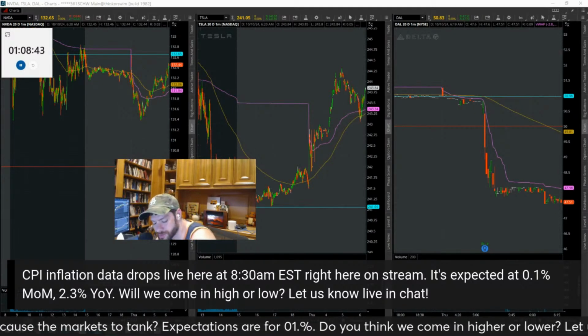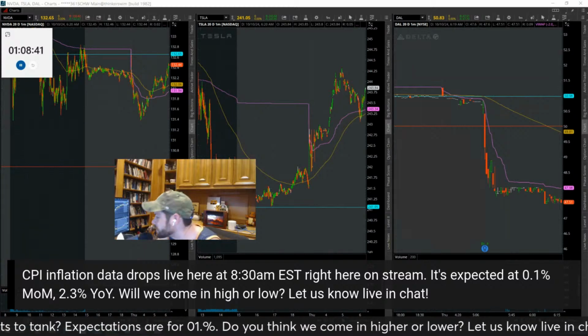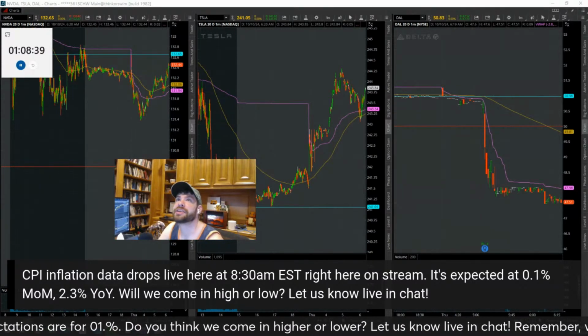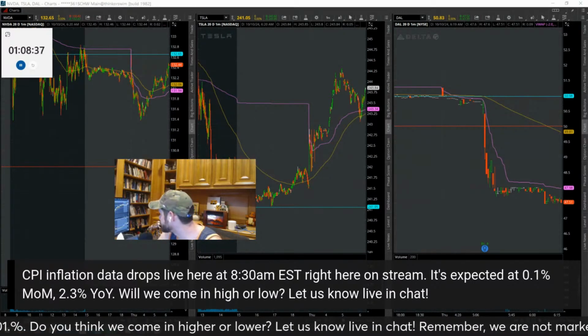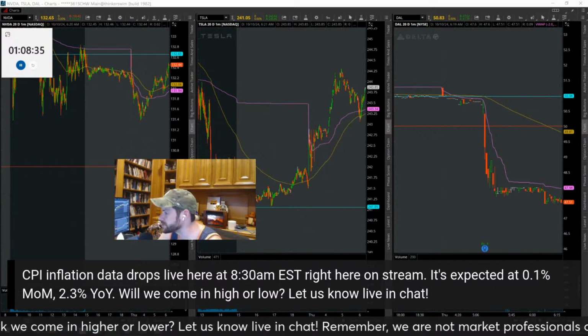And again, regardless of whether you agree or disagree with me here, it's all love. I hope you guys understand. Inflation data drops in a little bit over an hour, guys. A little bit over an hour, CPI inflation data drops.